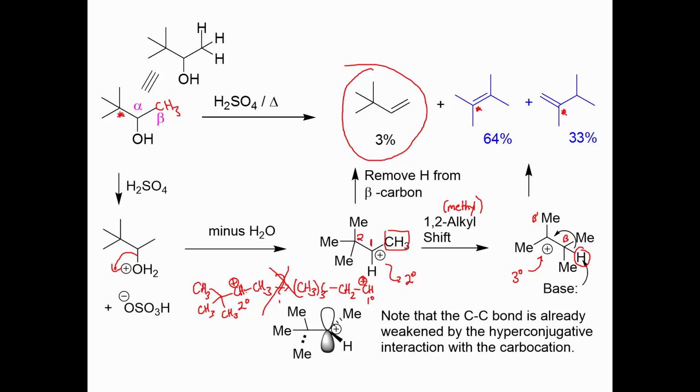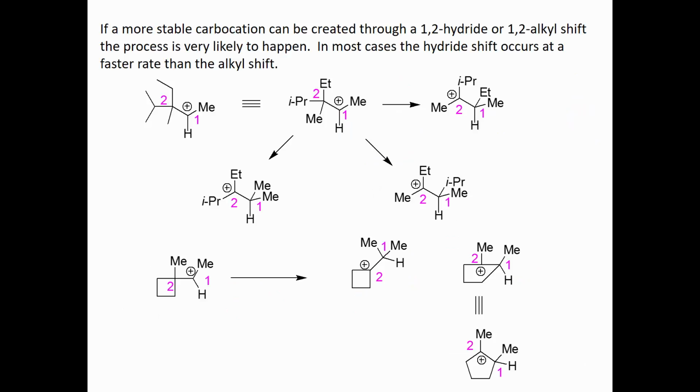All right, so the net result here is that if we can generate a more stable carbocation by doing either a 1-2 hydride shift or a 1-2 alkyl shift, the process is very likely going to happen. Okay, all right, and that statement is sort of summarized right up there at the top. Okay, if you have the choice of a hydride shift or an alkyl shift, you usually do the hydride shift first. All right, in the previous slide, all of our alkyl groups that could have shifted were just methyl groups.